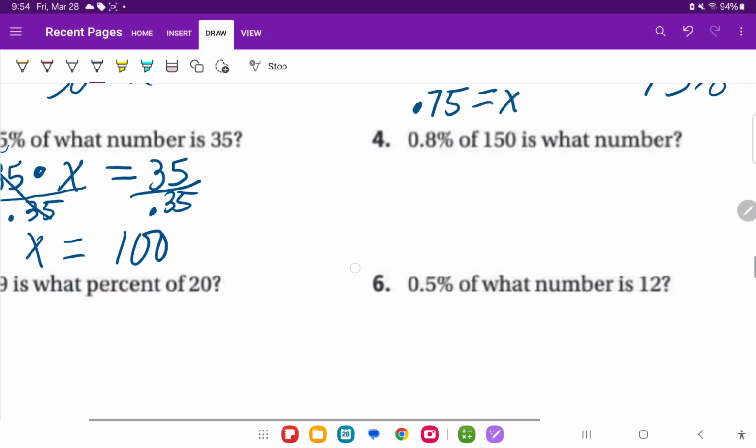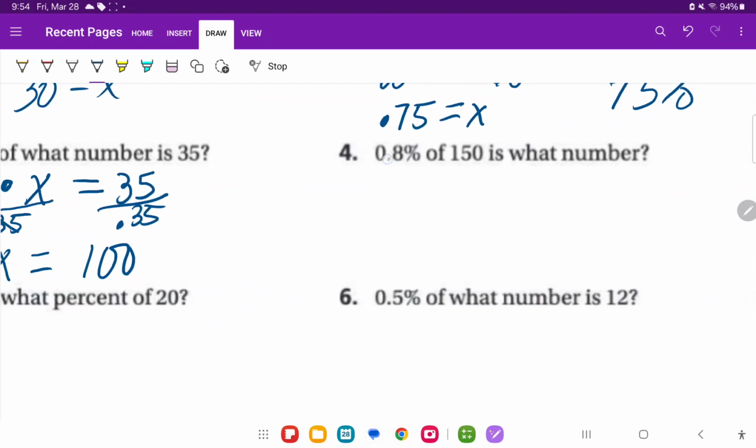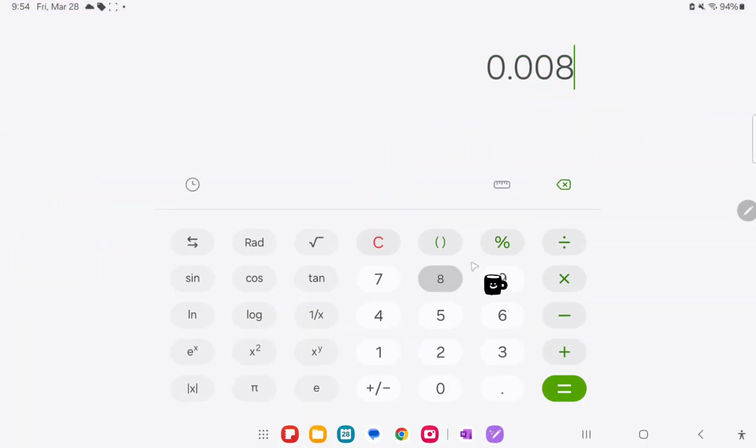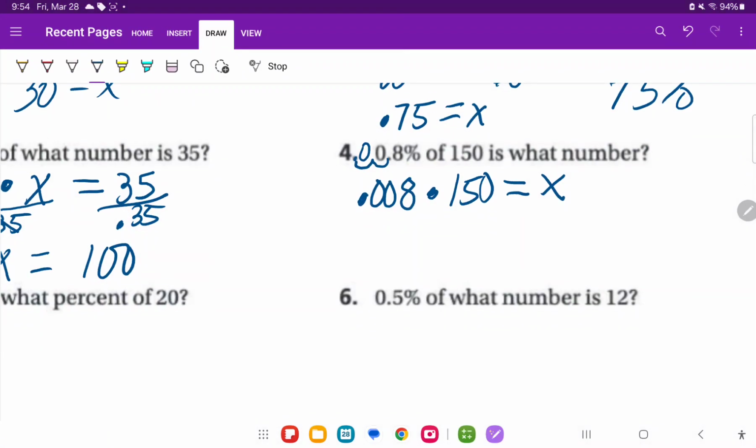All right, so then on number 5, so this one, even though it's little, we're still moving the decimal 2 places. So that's 0.008 of 150 is what number? So we just translate everything. So 0.008 times 150, and that's going to be 1.2. All right, so 1.2 would be X, because that's a really small percent, and so that's a really small answer.